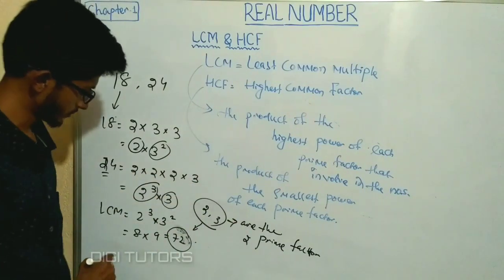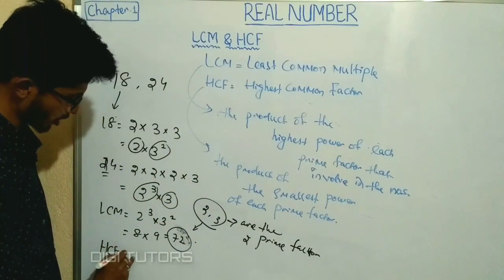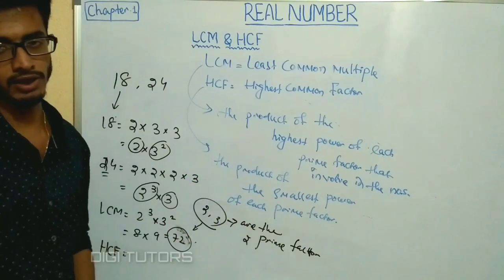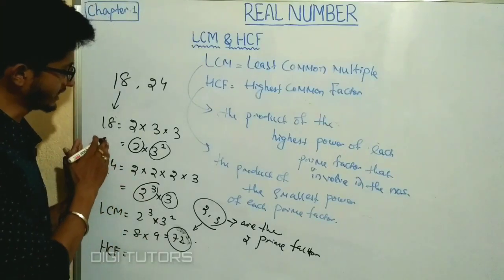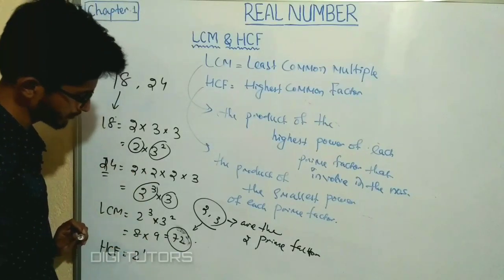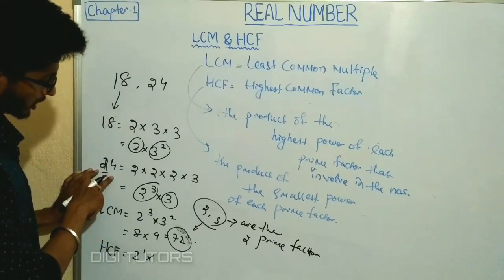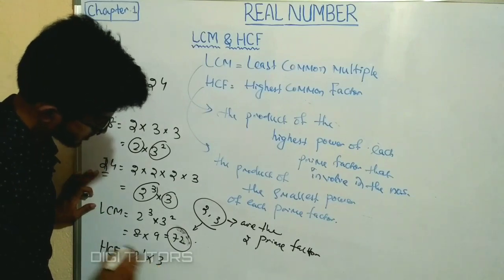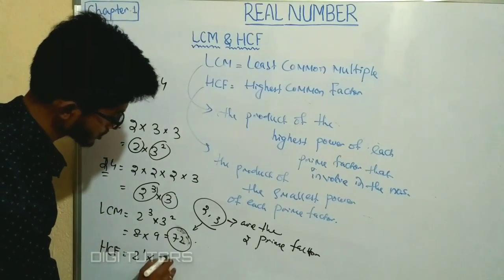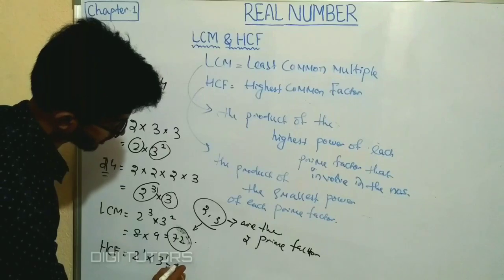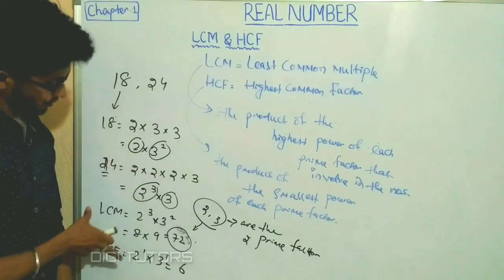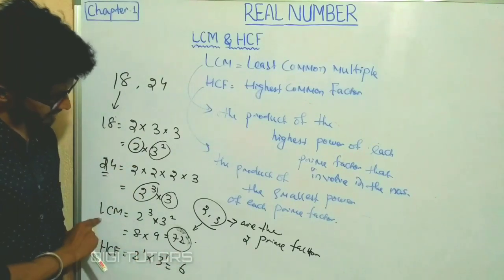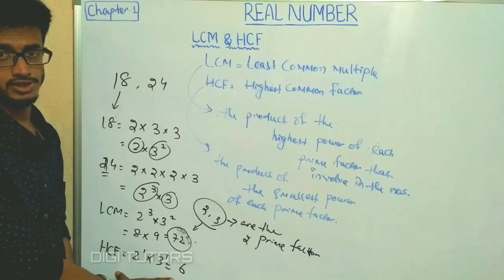Now we have to find the HCF of 18 and 24, that is the product of the smallest power of each prime factor involved in these two numbers. The smallest power of 2 is 2 to the power 1, and the smallest power of 3 is 3 to the power 1, so the HCF of 18 and 24 is 6. Therefore, the LCM is 72 and the HCF is 6.